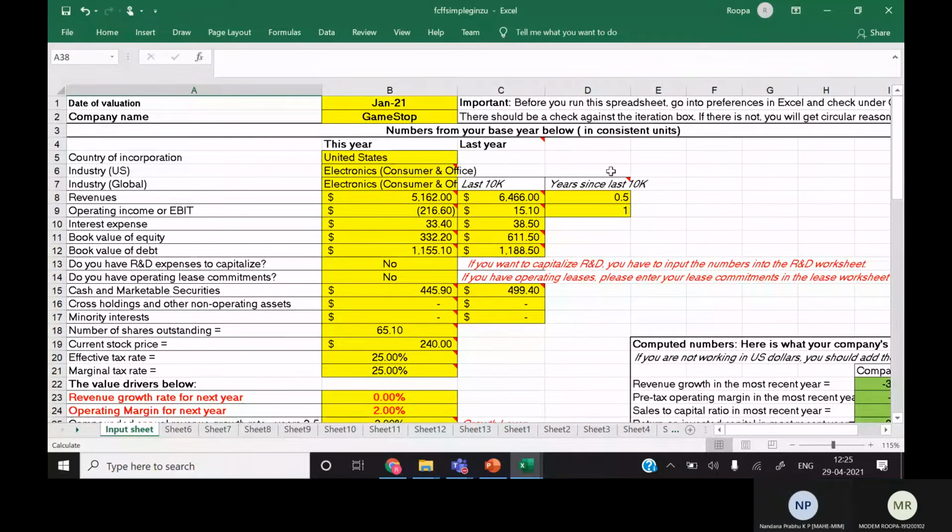Now, the first item is revenues. From revenues, we come to operating income or EBIT. Revenues are shown against row 8 and operating income or EBIT against row 9. Revenues minus all operating expenses. Then interest expense. Now please see, do you have R&D expenses to capitalize? These R&D expenses would have been reduced from revenues to get EBIT of minus 216.60.